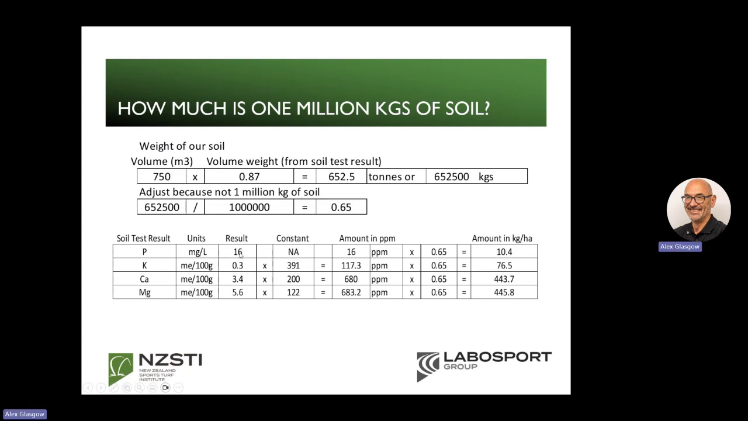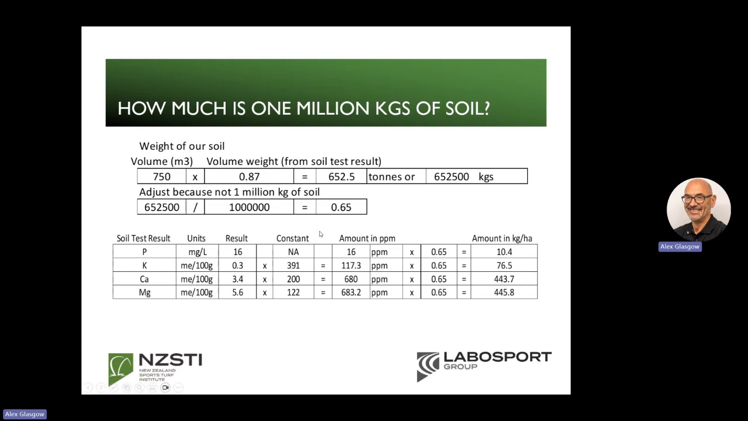Phosphorus. This number is already in parts per million, so we don't need to do this stuff down here. It's in parts per million. We've got 16 ppm phosphorus. Multiply it by this adjustment factor of 0.65, and that gives us 10.4 kilograms per hectare of phosphorus. Potassium, we take our milliequivalents per 100 gram number from the soil test and multiply it by our constant. So the soil test result is 0.3 times 391 gives us 117.3 ppm, and then multiply that by 0.65, and that gives us 76.5 kgs per hectare of potassium.